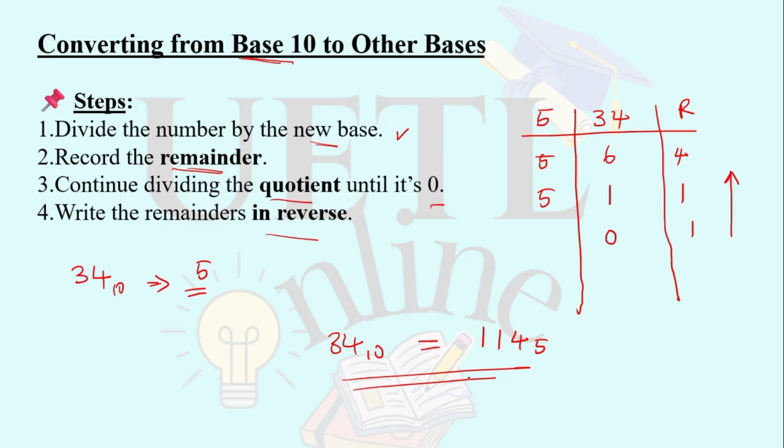Okay, so given any number, in this case, we just have to put that number here and put the new base here. Given any number in base 10, you just have to put the number here and the new base you want to change to here. Then divide, and you will be recording remainders here. Then you read the remainders in reverse order.